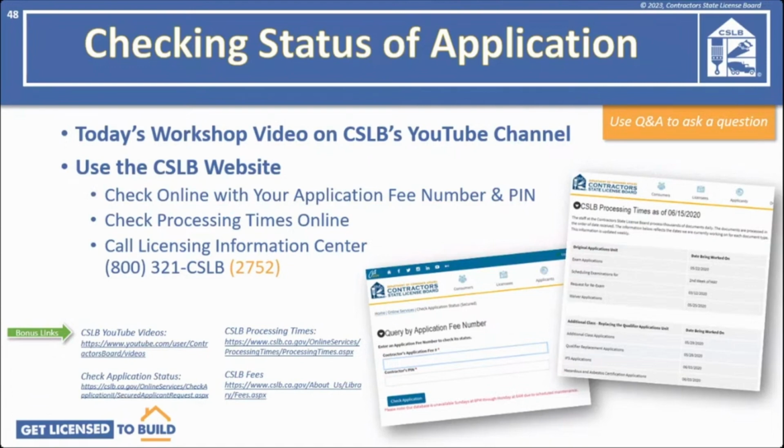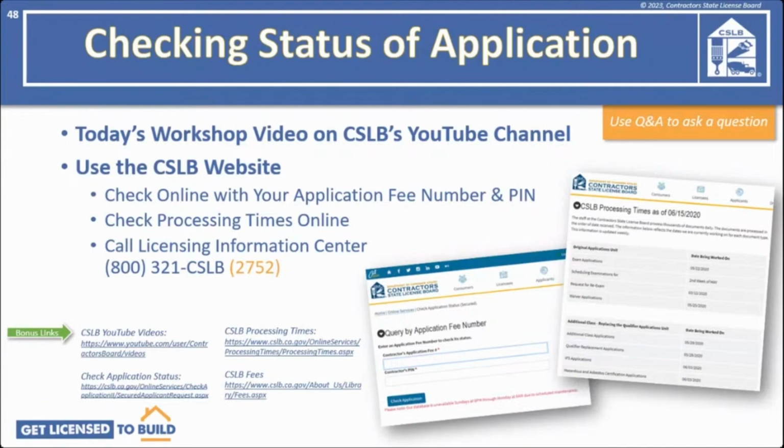The second way to check is to look online at our processing times. Each week, we update our website with the date we receive the paperwork for a specific process. So look for the date being worked on and know that if the date shown is after the date we likely received your paperwork, it's likely we're busy working on your application.